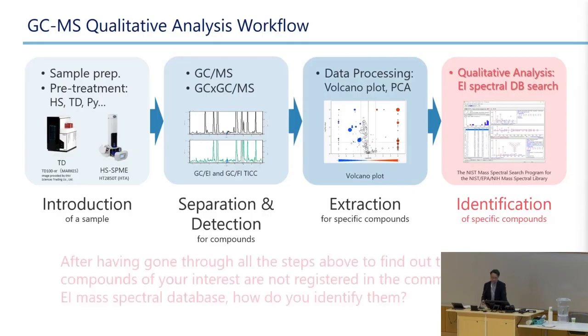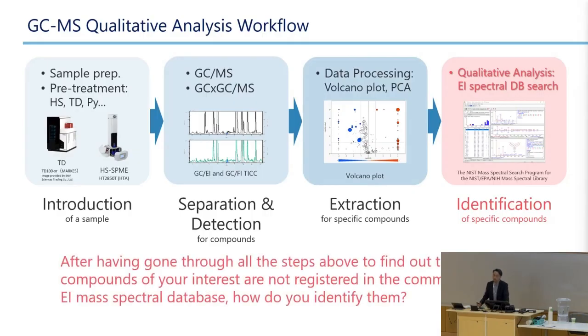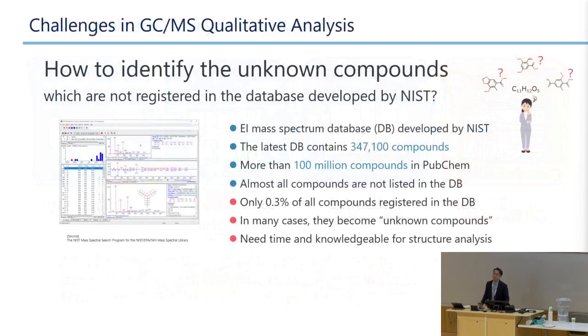But if your compound is not listed in the NIST database, how do you identify the unknown? Of course, we can read the mass spectrum manually, but it takes a long time and needs knowledge to understand the mass spectrum manually. This is the motivation for developing our AI technologies. Our theme is how to identify unknown compounds which are not registered in the NIST database.